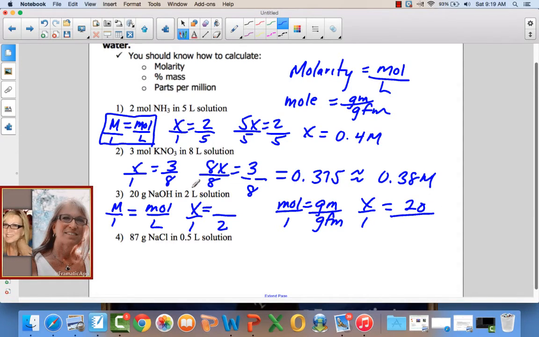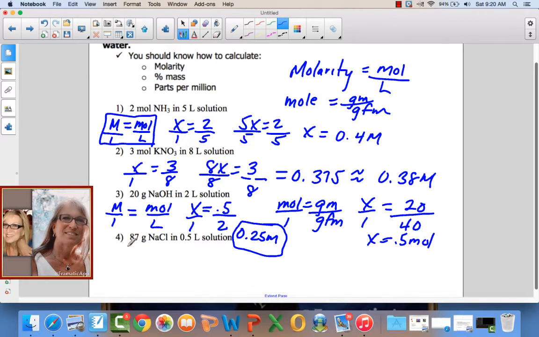And then I need the GFM of NaOH. Well, I go to my periodic table. I know that Na is 23, oxygen is 16, and H is 1. So that's a total of 40. So when I solve for x, I'm going to get 20 divided by 40, which is 0.5. So that's 0.5 moles. That's not my answer. Now I can go over here, put 0.5 in. So I have 2x equals 0.5. 0.5 divided by 2 is going to be 0.25. So 0.25 molar is my final answer. That's a big M.